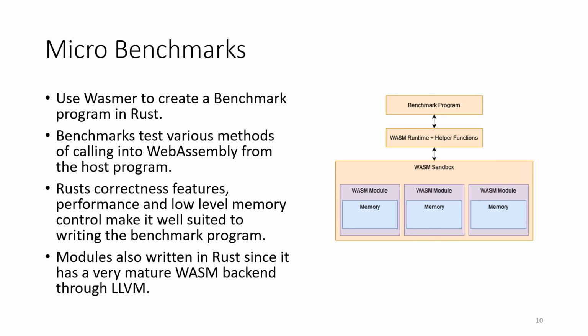We used the Rust programming language to create a small benchmark program on top of WASMer. This benchmark tests various methods of calling into WebAssembly from the host program, different ABIs, different configurations. Rust's correctness features, performance, and low-level memory control made it well suited to making this program because it gave us the low-level control and also allowed us to integrate directly with WASMer instead of having to go through a non-native C ABI. The backend modules were also written in Rust since it has a very mature WebAssembly backend through the LLVM, and the low-level memory control helps us create our different ABIs for our benchmarks.